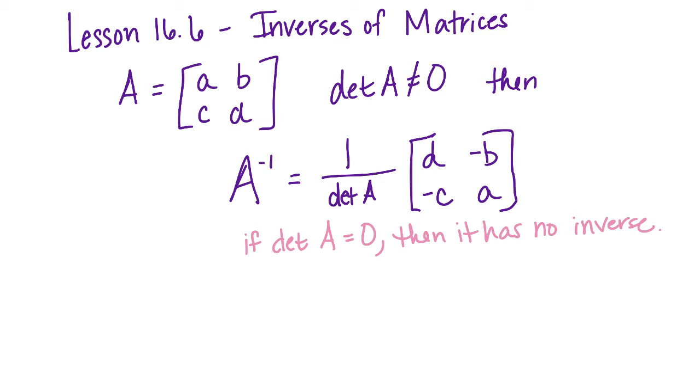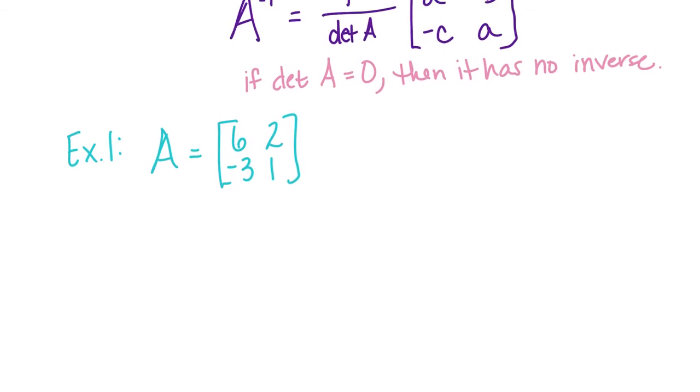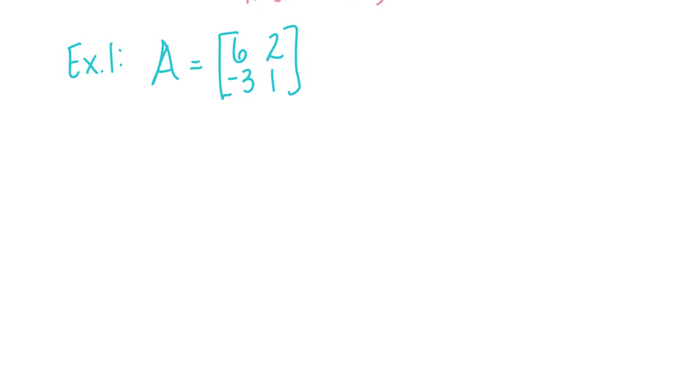So let's get moving. For example 1, if I have A is equal to [6, 2; negative 3, 1]. Sorry, that was the bell. I always wonder if you guys think our bell sounds weird if you're not at our school.